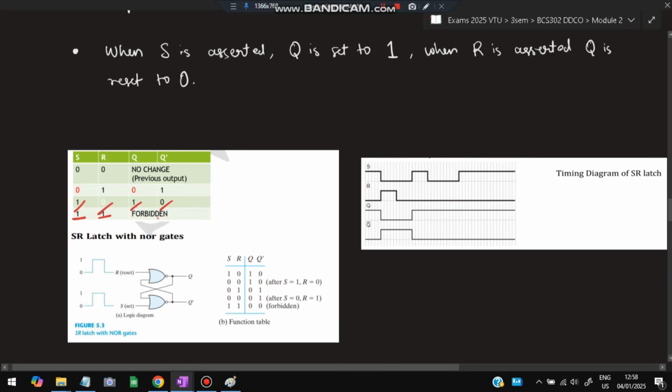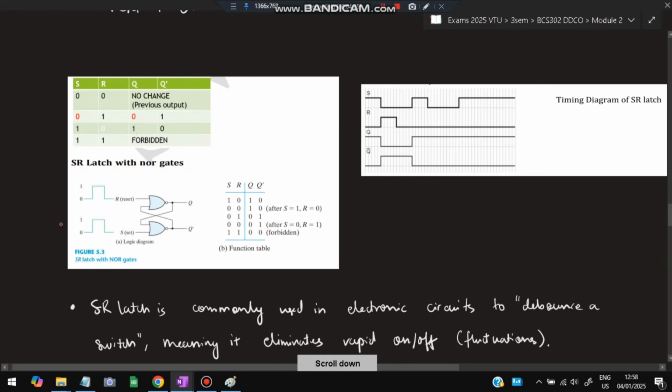If I put set and reset together, it is the forbidden state. It is just like switching on and off at the same time. Is it possible to switch on and off at the same time? No, a switch cannot be on and off at the same time. So I can't do set and reset both at the same time. Either it will be set at a time, or it will be reset at a time, or both will not be happening.